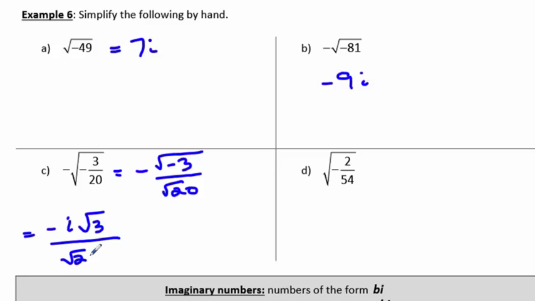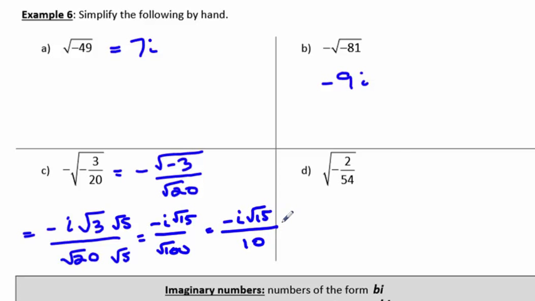And for the square root of 20, since it's in the denominator, I need to figure out what I can multiply this by to make it a perfect square. So I know that 20 goes into 100, which is a perfect square. So if I multiply both top and bottom by the square root of 5, I'm going to be able to get this as negative I times the square root of 15 over the square root of 100, or for a final answer, negative I times the square root of 15 over 10.